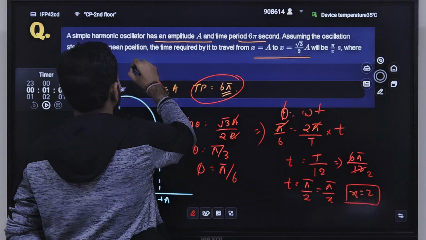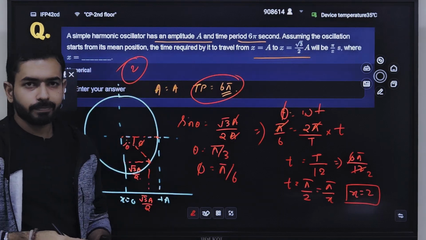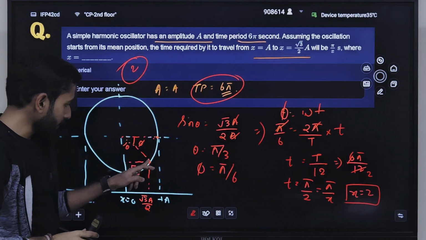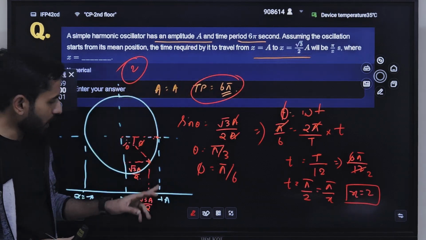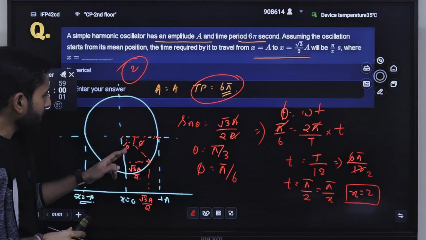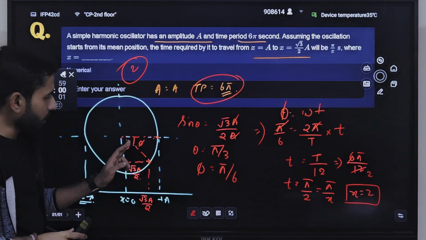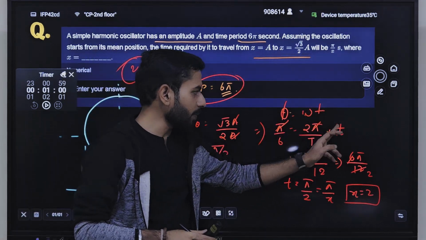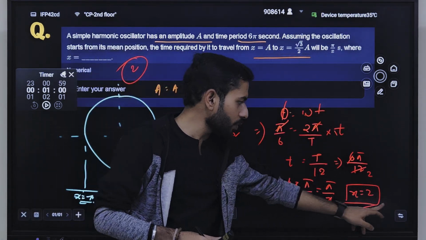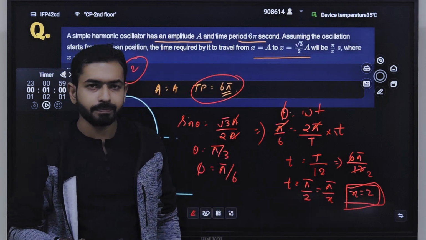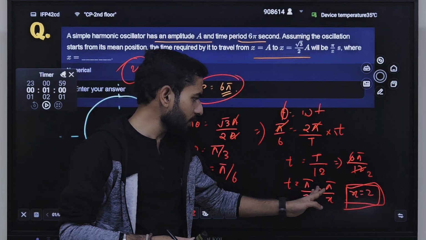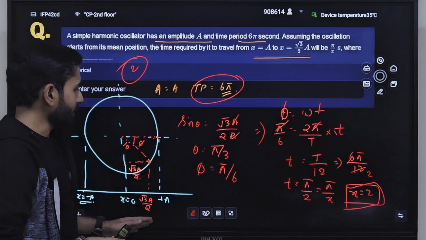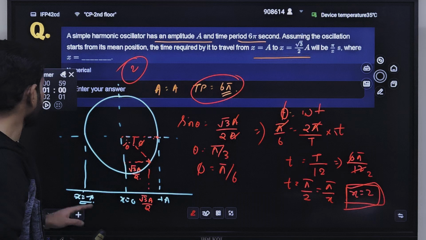Is this clear? Let me explain again what we did. Initially my particle was here, and finally the position of the particle is root 3 A by 2. I found my initial and final positions. Then I calculated the angle covered, phi, which can be written as omega into t, and from that I calculated the time easily, and x was equal to 2. Time was pi by 2 seconds. This is clear. This is the complete concept of SHM as uniform circular motion.